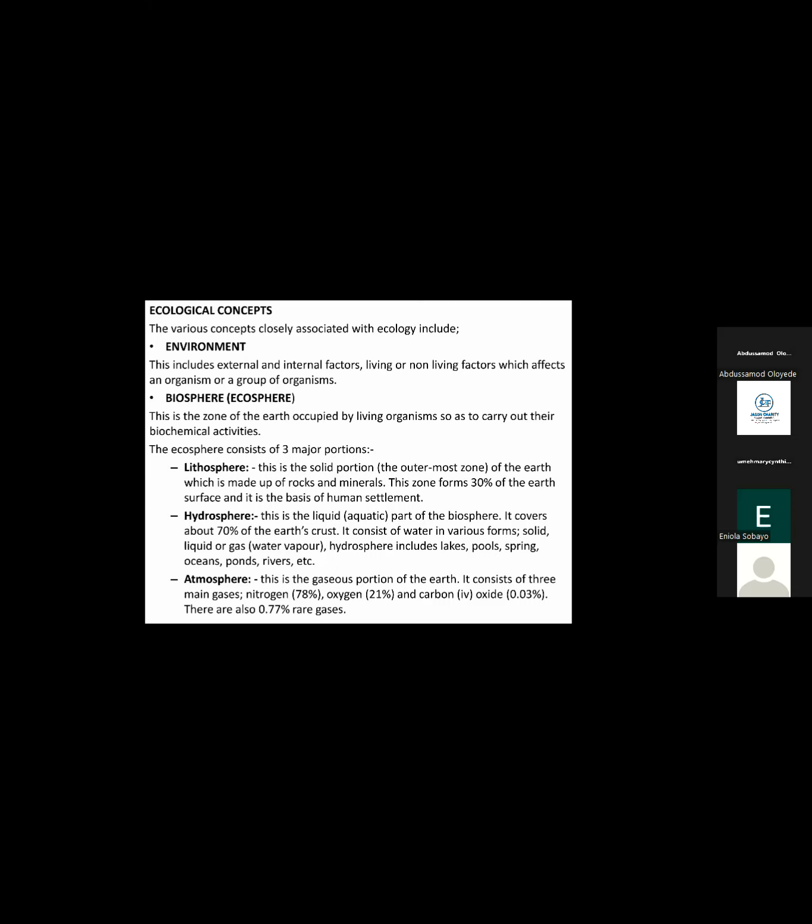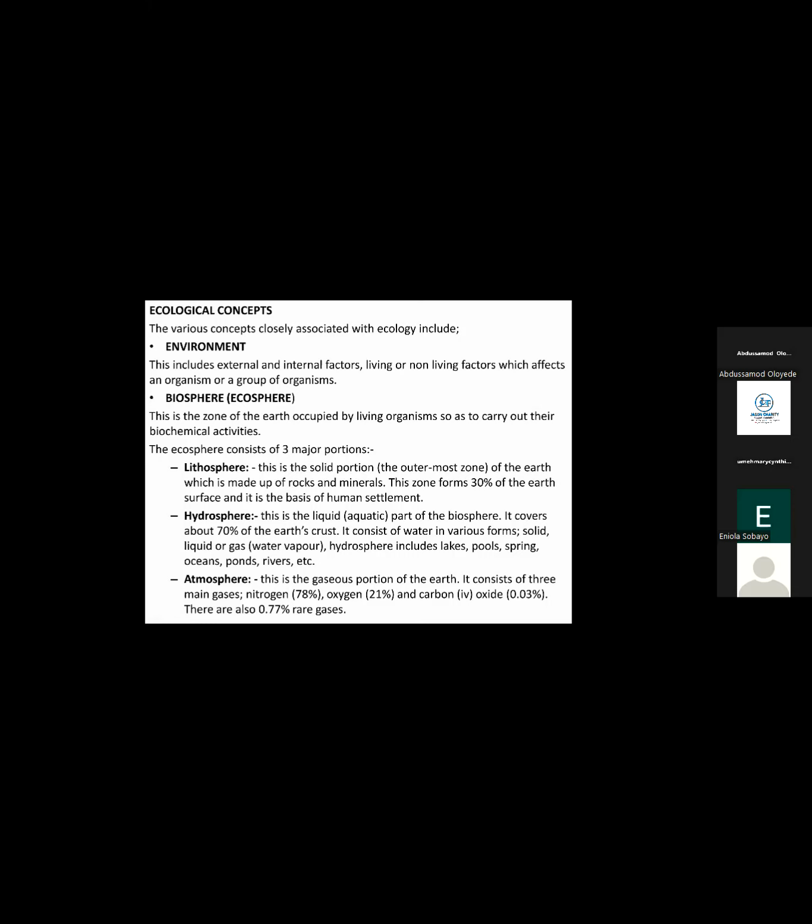For example, let's say plants. What are those factors that affect plants? Now, one thing that will come to your mind is water. Water is a factor that affects plants. Sunlight is a factor that affects plants. If you ask yourself now, what are those factors that affect you yourself? The external factors are food, shelter, light, temperature. These are external factors that affect me and you in our environment.